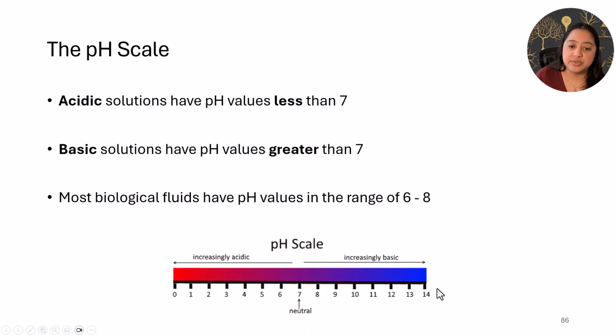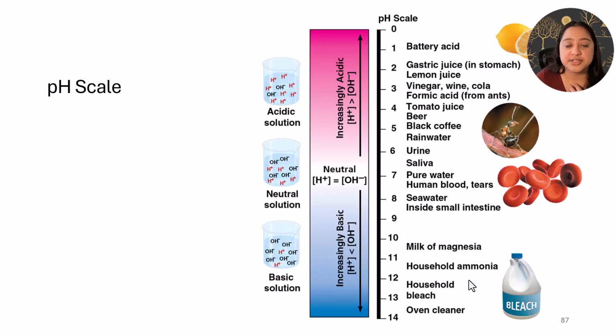Most biological fluids have a pH in the range of 6 to 8, but it depends on what the solution is, what it's doing. Stomach acid is super acidic, but your blood should be pretty neutral. So that's the fundamentals of the pH scale. And here are some examples for context.